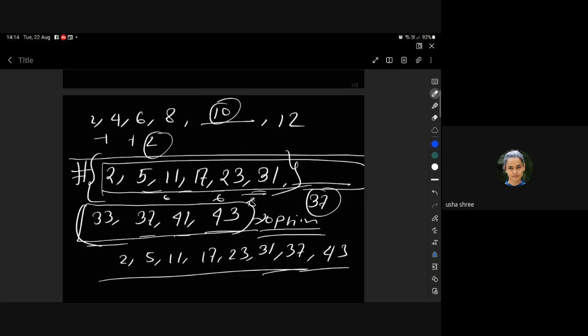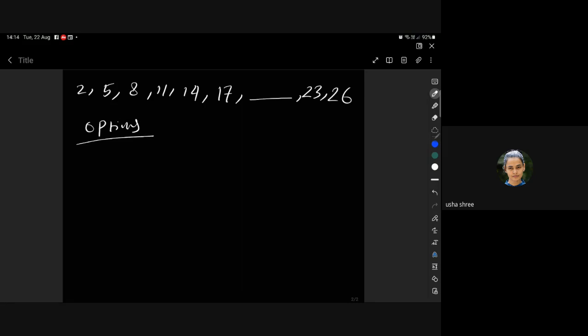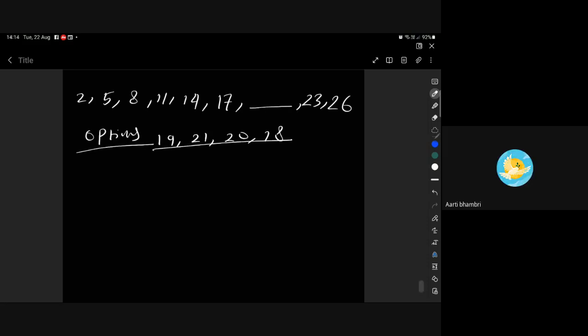Okay. Next, another problem we'll solve. 2, 5, 8, then 11, then 14, then 17, then find out what is the missing number, then 26. The options are 19, 21, 20, and 18. 20. Why 20? Plus 3. This is the series of addition.